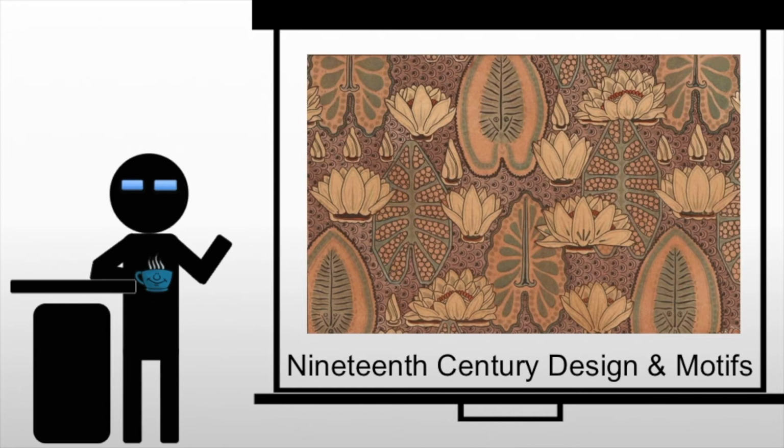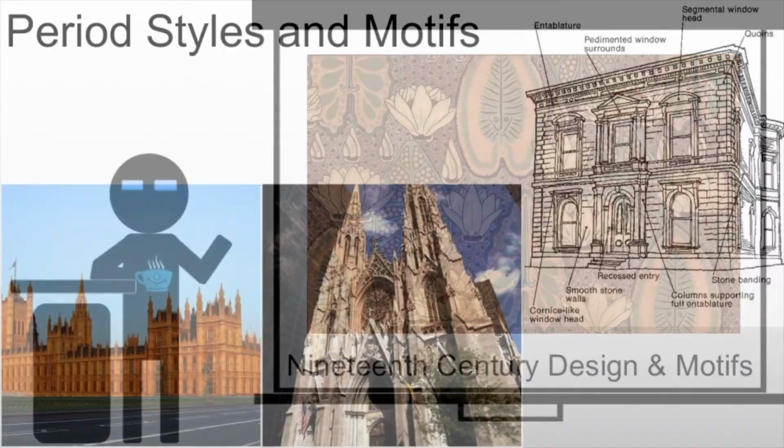As usual, we have some design and motifs to talk about. Now, in the 19th century, things are getting very, very complicated. There's a lot of ideas coming in. We have ideas coming in from Asia and then French, English, Italian, American ideas all being mixed. So this gets fairly complicated. I'm going to try and simplify it as much as possible.